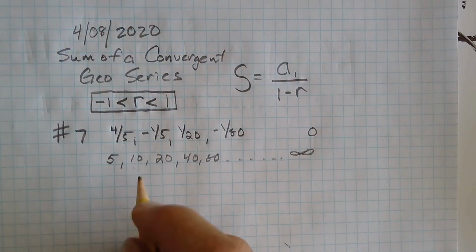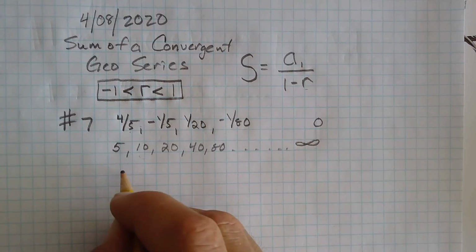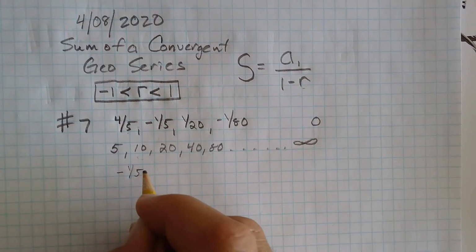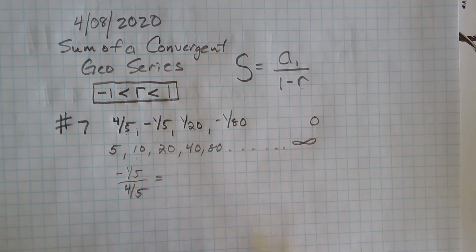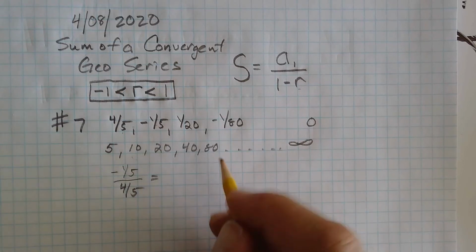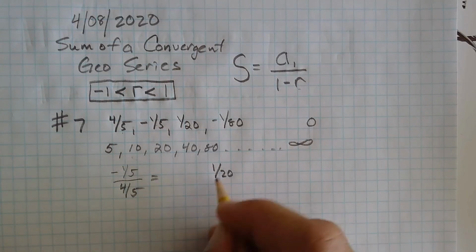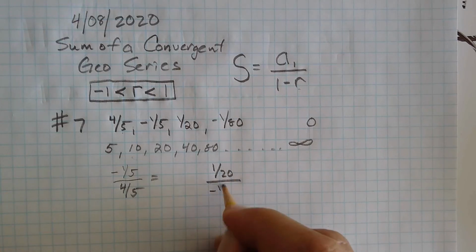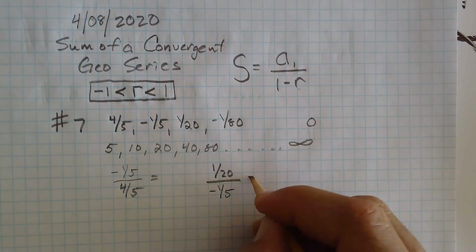So as we have in the past, we take the second and we divide it by the first. So in this one you would have -1/5 divided by 4/5. We would get that. And then to confirm, we would take the third term, which is 1/20th, and divide it by -1/5. Okay? Probably want to get your calculator out for these.